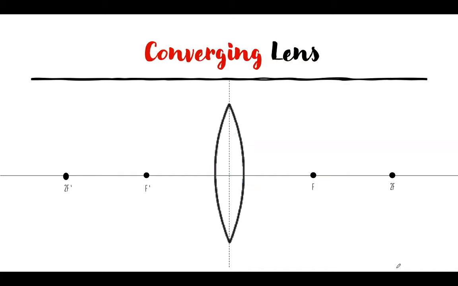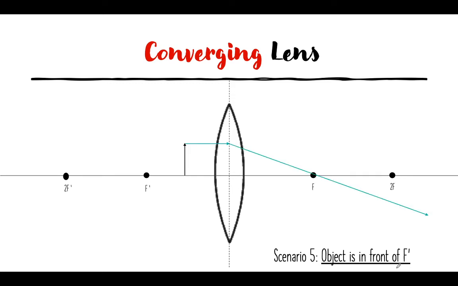Okay, so moving on to our fifth example for converging lenses. Our object is in front of f prime. So I'm going to draw my object, my arrow, in front of f prime, or in between f prime and my lens. My first line is the same, so I'm going to start at the top of the object. It's going to hit the lens, and then it's going to again move towards f on the other side.